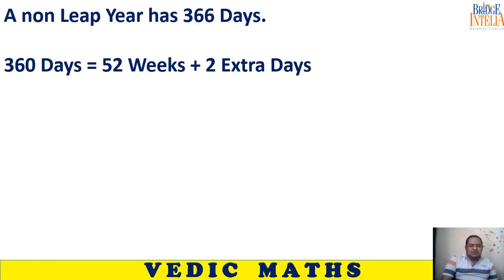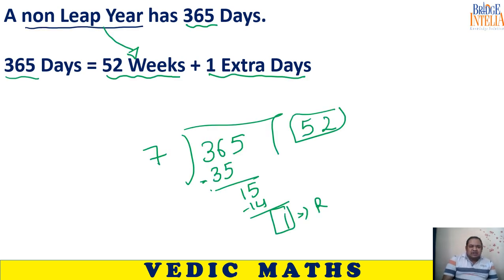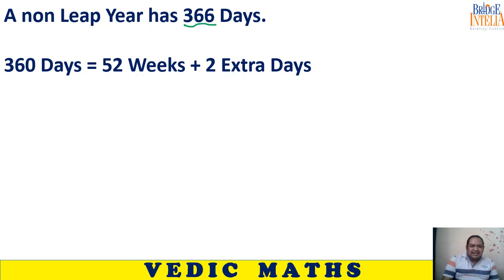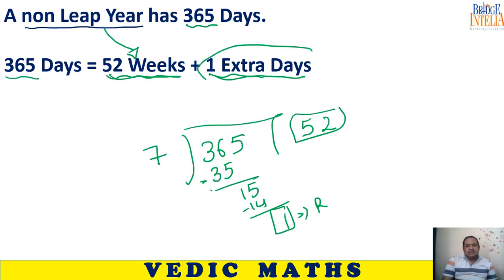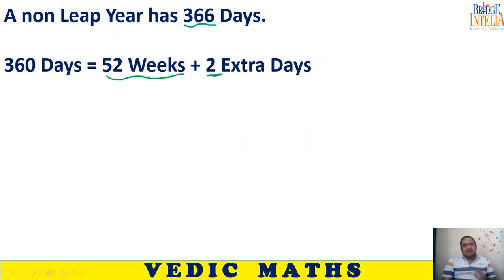A leap year has 366 days. So one more extra day. So a normal year has 52 weeks plus 1 extra day, whereas a leap year has 52 weeks plus 2 extra days. So 1 extra, 1 plus 1 becomes 2 extra days. So now if you keep these two things in mind, that a normal year and a leap year differ in extra days, our answer depends on this.